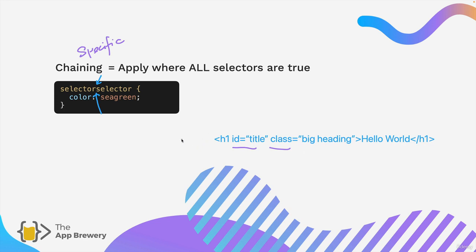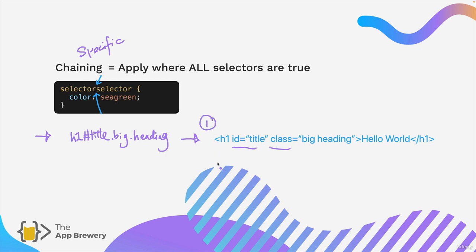In order to get hold of this particular H1, we could say, we're looking for an H1, and then without any spaces, we add immediately, say, a hash sign to select on the ID of title. Now the selector says, look for an H1 that also has an ID of title. And then we can even add on another one. So we could say it also has the class of big, and it also has the class of heading. Now we have a super specific selector where we've chained all of these selectors together to apply to just one single element.